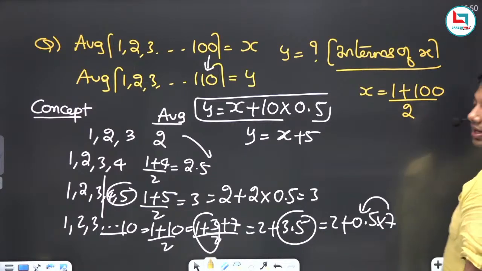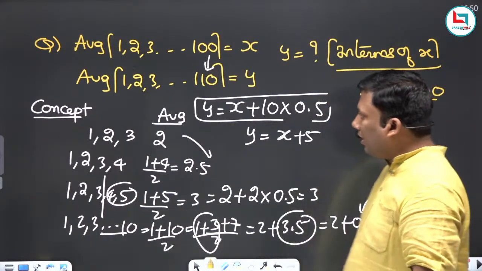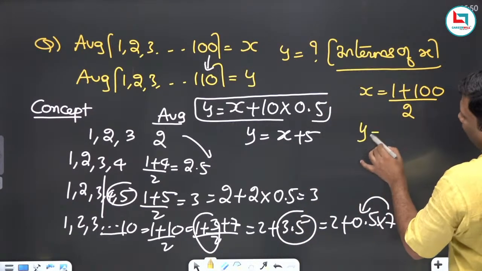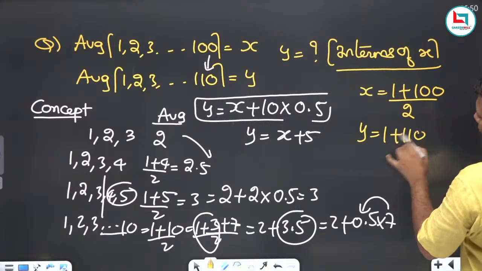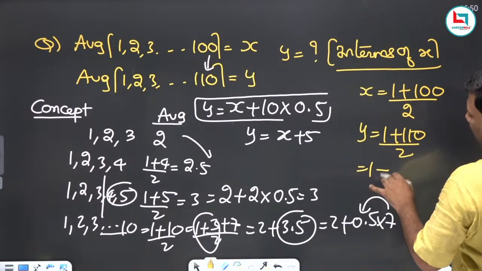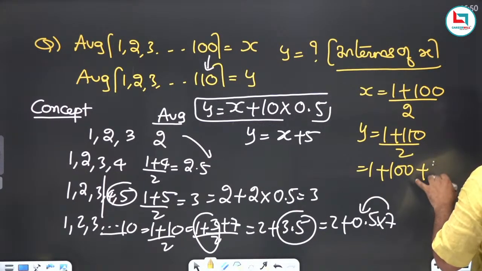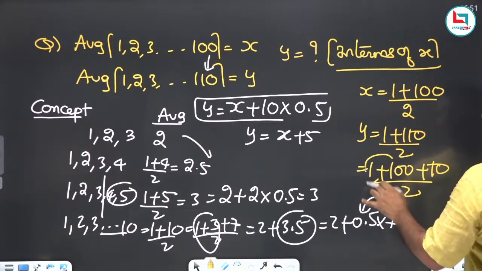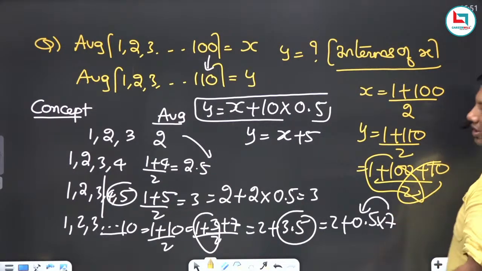Average is given by first term plus last term by 2. Y is 1 plus 110 by 2. 110 by 2 can be written as 1 plus 100 plus 10 by 2. This is x, 10 by 2, it is 5.